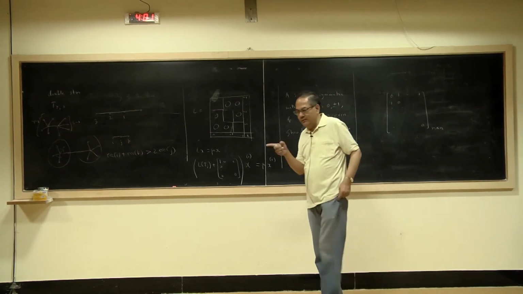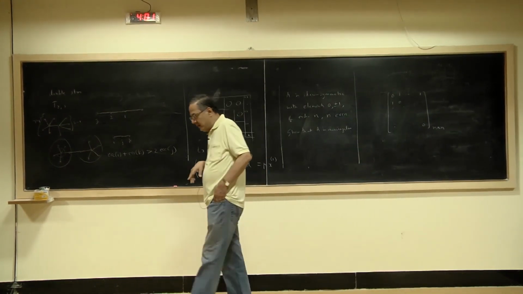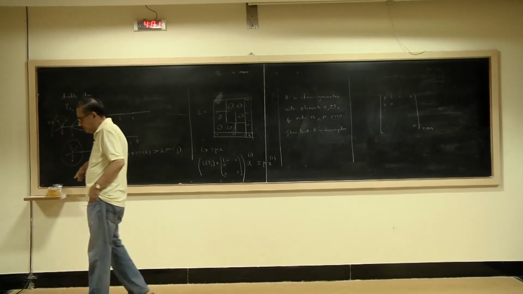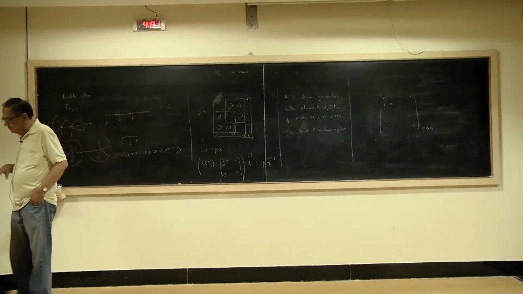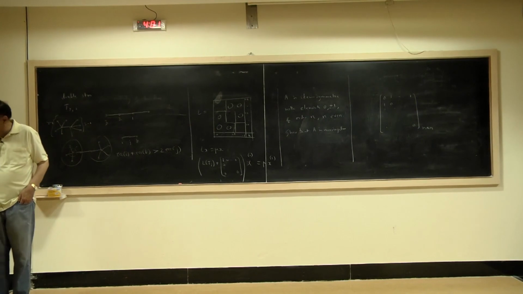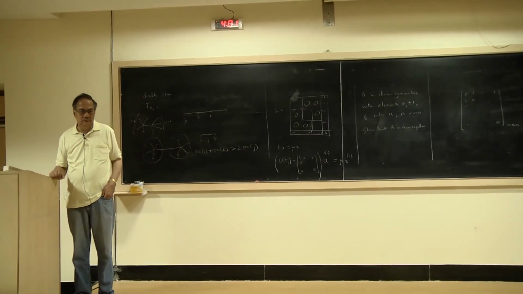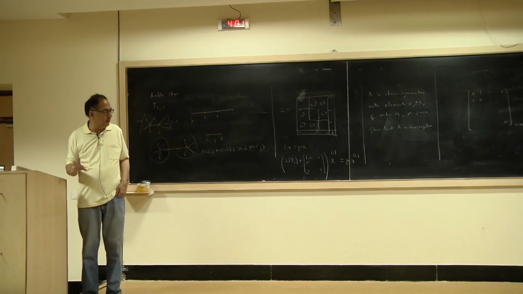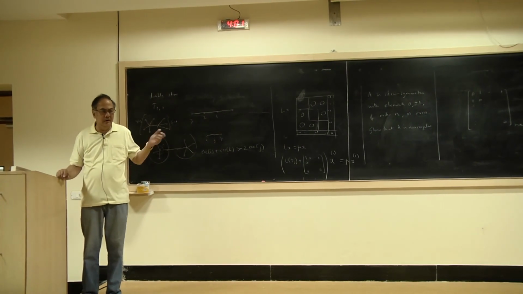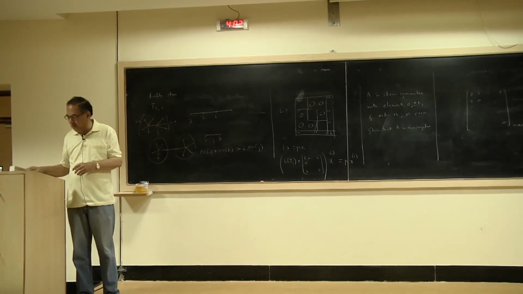Okay, so that problem is somewhat related to this, that if you have a graph with an odd number of vertices, then the determinant is even. That can be done in some other way also, but it is somewhat related to this problem. Okay, so I'll stop there.